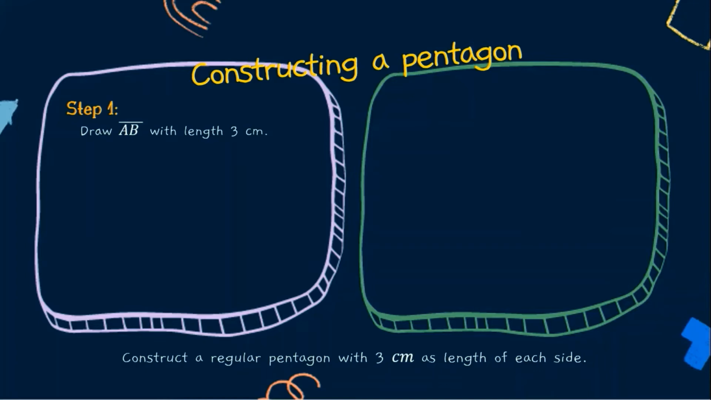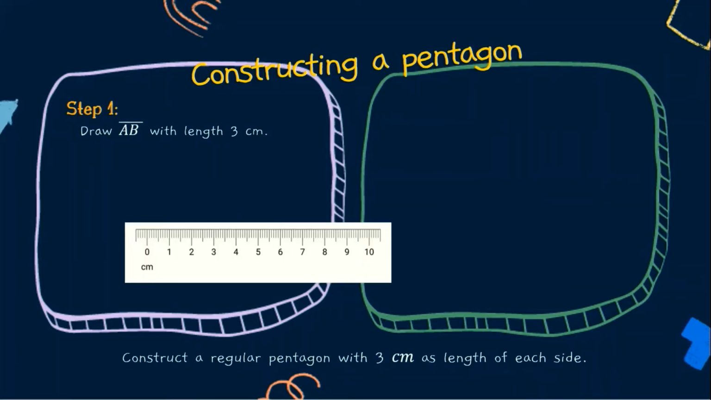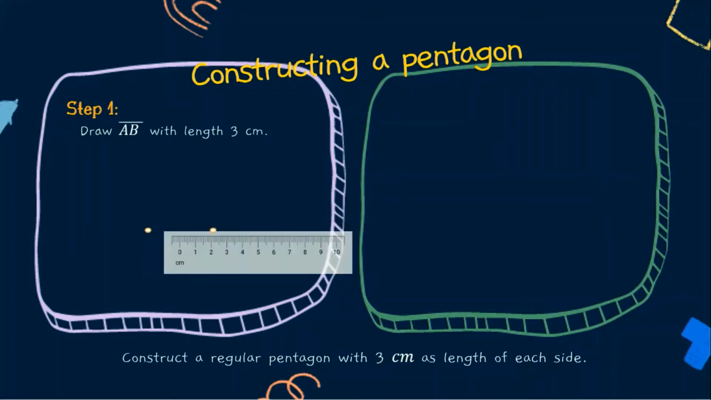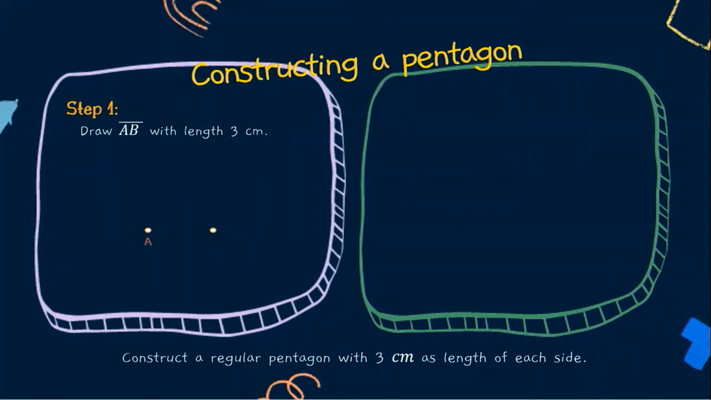Step 1, draw a line segment AB with length 3 cm. Kuha tayo ng ruler. Lagay tayo ng point sa tapat ng 0 at isa pang point sa tapat ng 3 dahil 3 cm yung kailangan nating sukat. Yung una nating point, label it as point A, and then the second one, label it as point B, then connect them together. Ang sukat nito ay 3 cm.